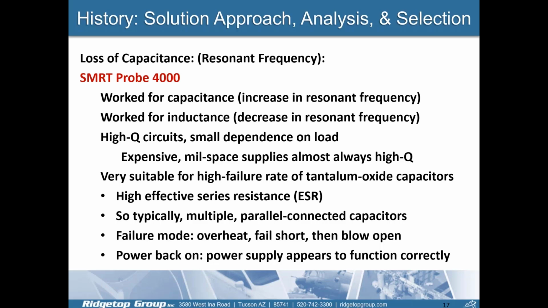So it's very much reduced, a negative factor. So this is a very good solution for high failure rate of tantalum oxide capacitors. When we say high failure rate, tantalum oxide capacitors per se have a low failure rate, but they have a high effective series resistance. So mill space power supplies use a whole lot of capacitors. For example, 22 tantalum oxide capacitors connected in parallel. So even though the failure rate is low, as a parallel configuration, they have a relatively high failure rate. So this is very good for us.